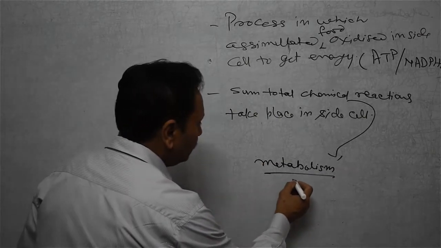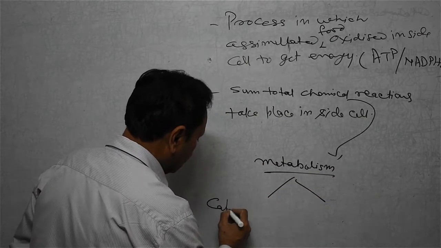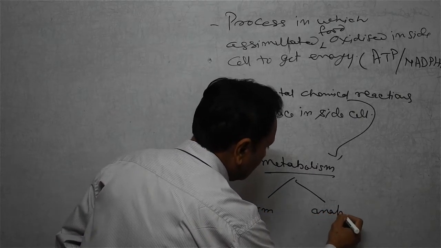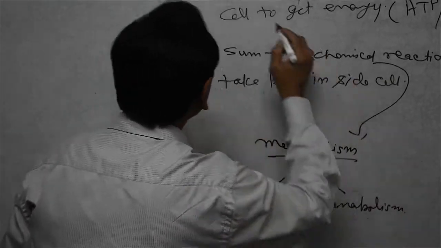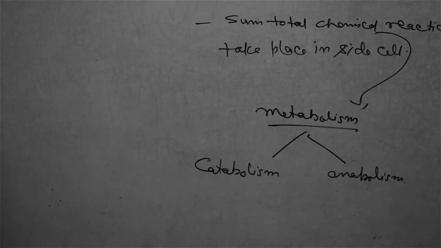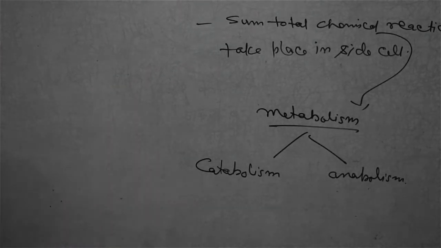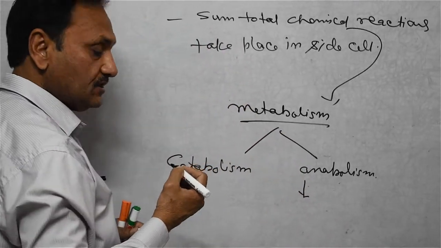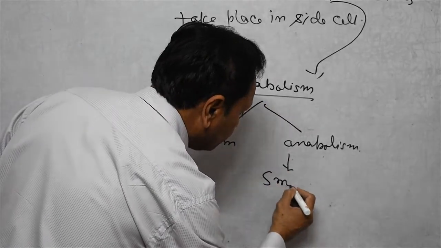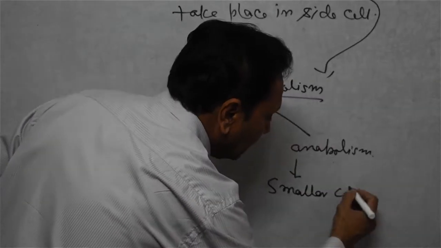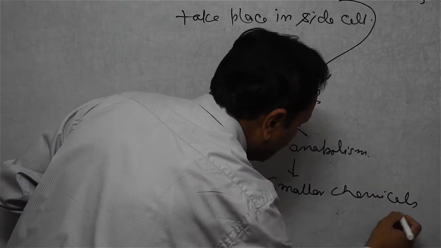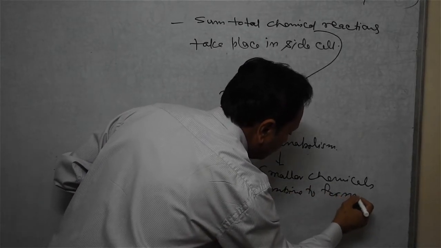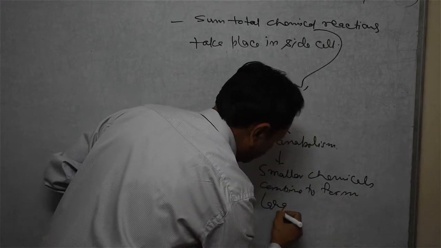And this metabolism is of two types, that is catabolism and anabolism. The main intention of respiration is to release ATP, but metabolism is the catabolism and anabolism. In anabolism, what happens? The smaller chemicals combine to form larger ones.